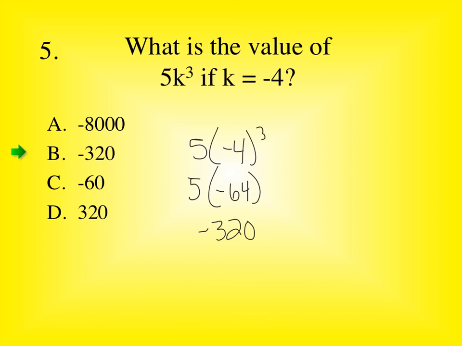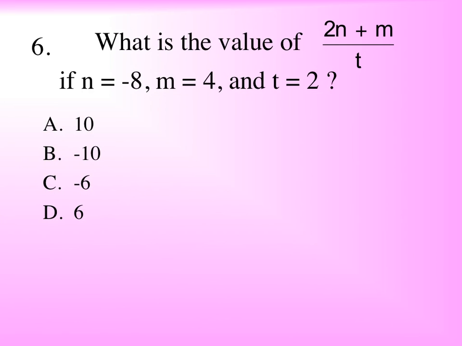Okay, your answer for number 5 should have been -320. Again, you're just doing your exponent first, and because it is a cube, that's going to be -4 times itself 3 times, which is 3 negatives. The clue there is that you're going to have a negative answer, so you could have gotten rid of option D right away, and then you would just need to evaluate what -64 times 5 is. And go ahead and try number 6 on your own, and then we'll see how you did.